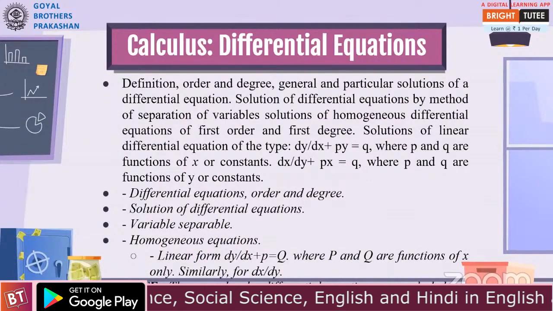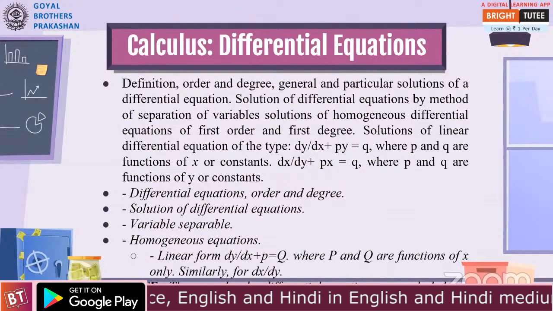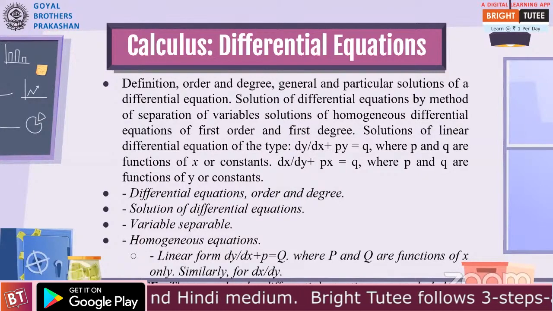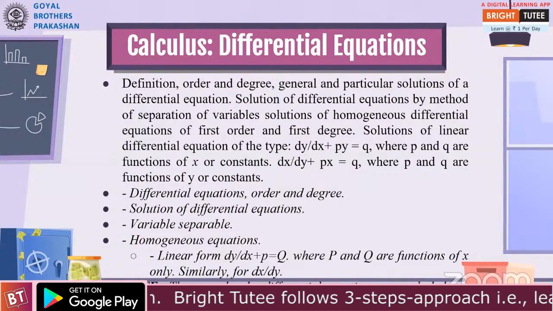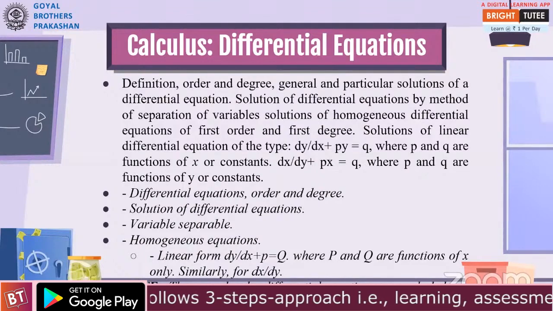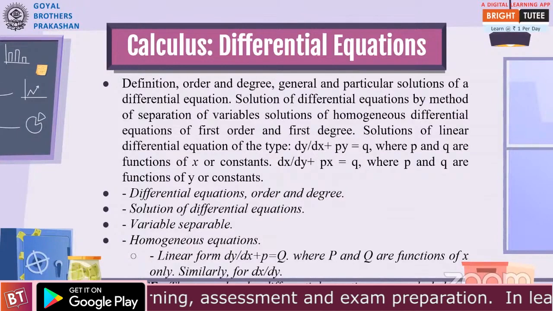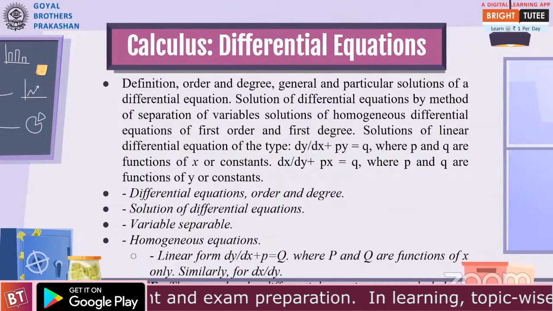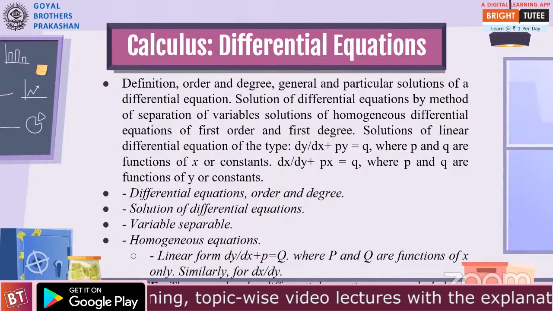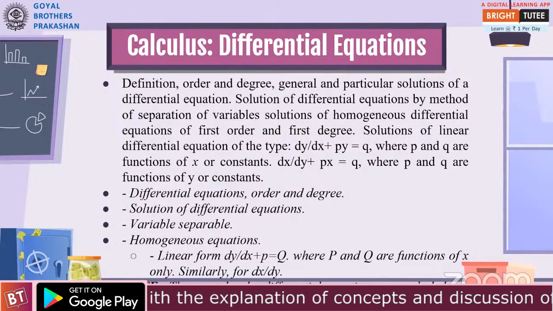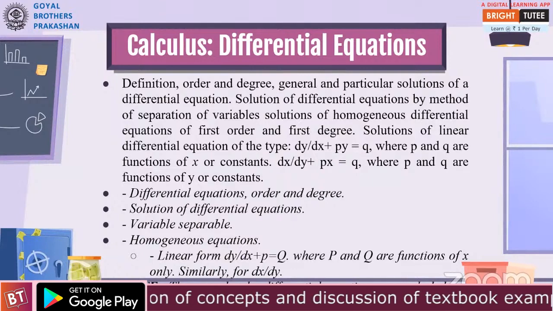Then differential equations. We have the definition of a differential equation and some questions based on that: order and degree of a differential equation, general and particular solutions of a differential equation, and then solution of a differential equation. We know that we have three methods by which we can solve the given differential equation: the method of separable variables, homogeneous differential equation, and linear differential equation. So all these methods are there.